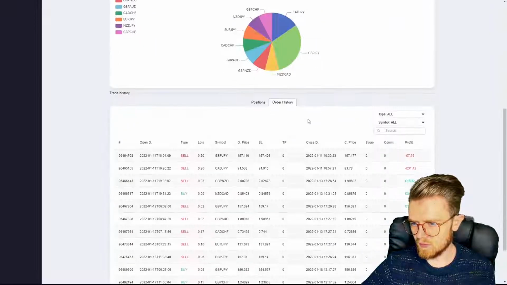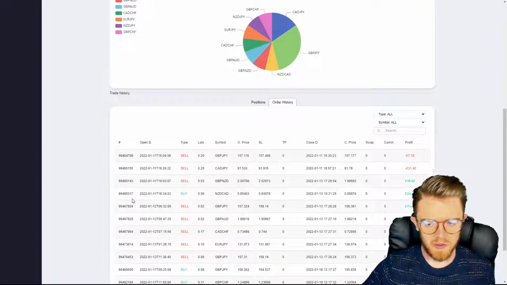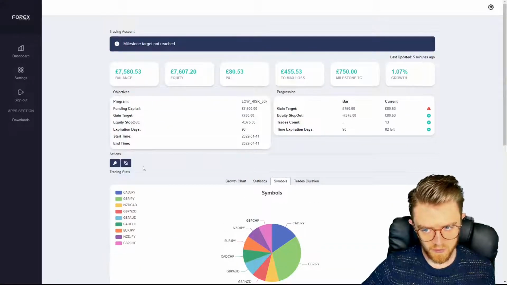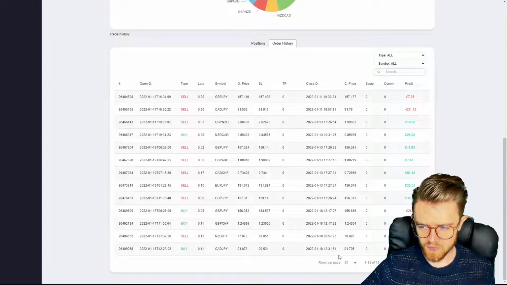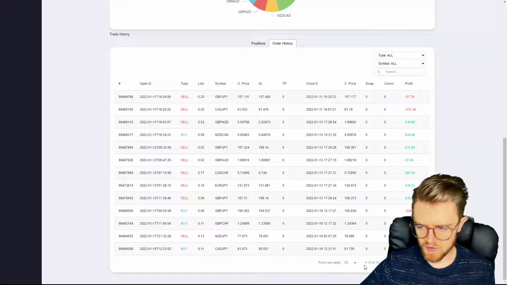Okay, moving on, we have order history. We have the positions tab, which will show you any open positions when the account was actually updated on your dashboard. But the order history is going to show you all of the history of the trades. You can go down and select a larger number to show more trades in the window. I think naturally it shows you about 10.